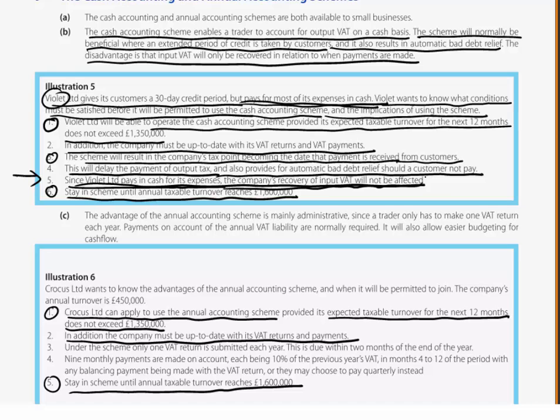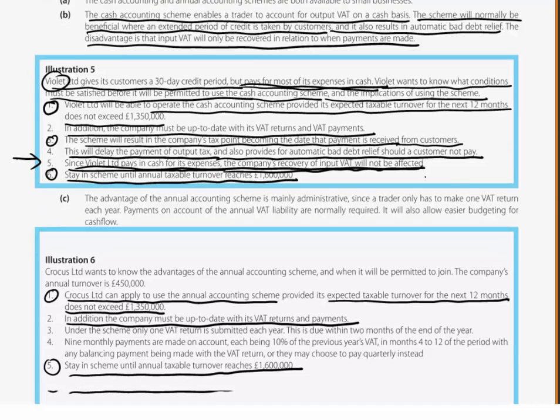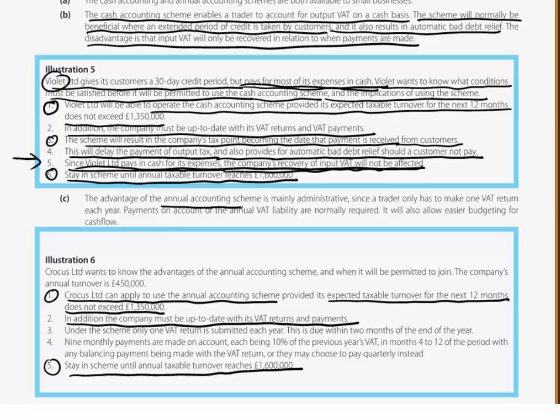Onwards to the annual accounting scheme, where we've already seen who is eligible and the conditions that must be applicable for it. What is it? Well, it's a bit of a self-explanatory statement in many ways. Annual accounting scheme. What are the advantages? Well, mainly administrative, of course, since a trader only has to make one VAT return each year.